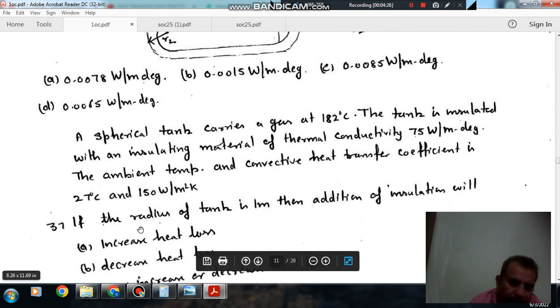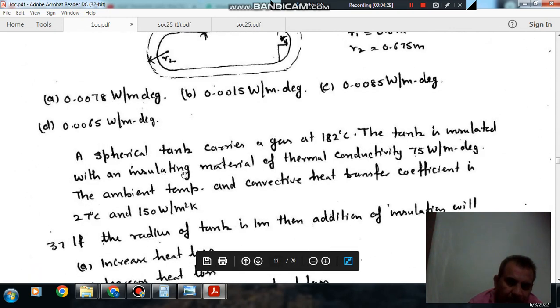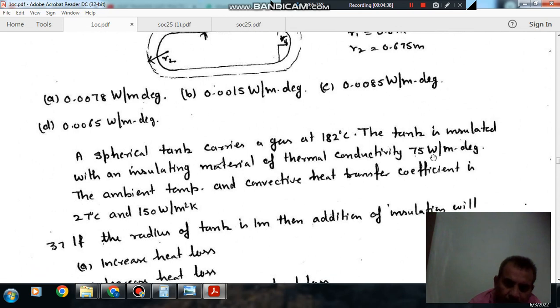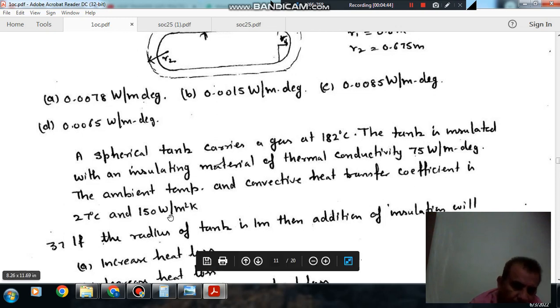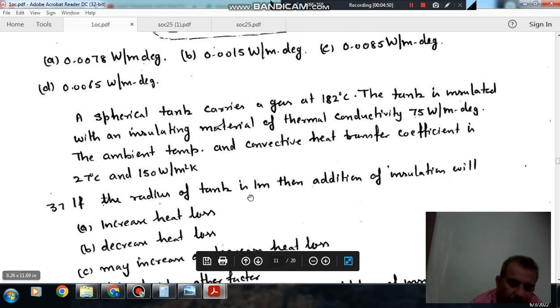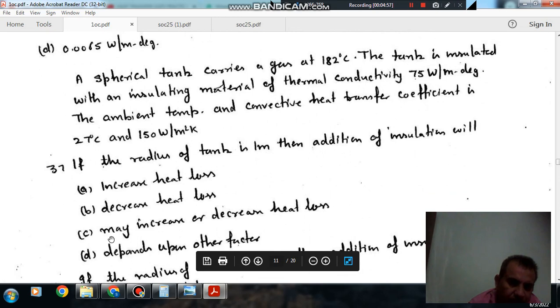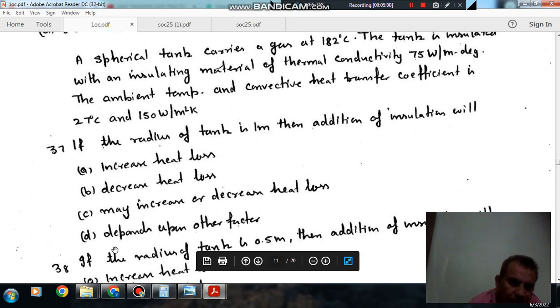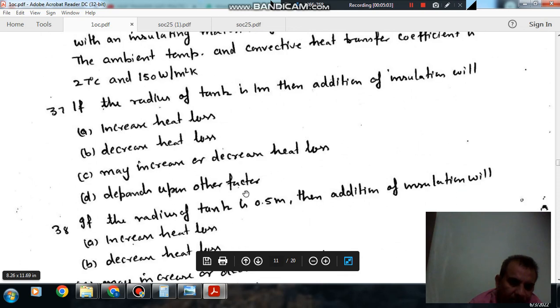Next, questions 37 and 38 have a common statement. A spherical tank carries a gas at 182 degrees Celsius. The tank is insulated with an insulating material of thermal conductivity 75 watt per meter per degree. The ambient temperature is 27 and the convective heat transfer coefficient is 150 watt per meter square per degree Kelvin. Question 37: if the radius of the tank is 1 meter, then the addition of insulation will: option A, increase heat loss; option B, decrease heat loss; option C, may increase or decrease heat loss; option D, depends upon the other factor.